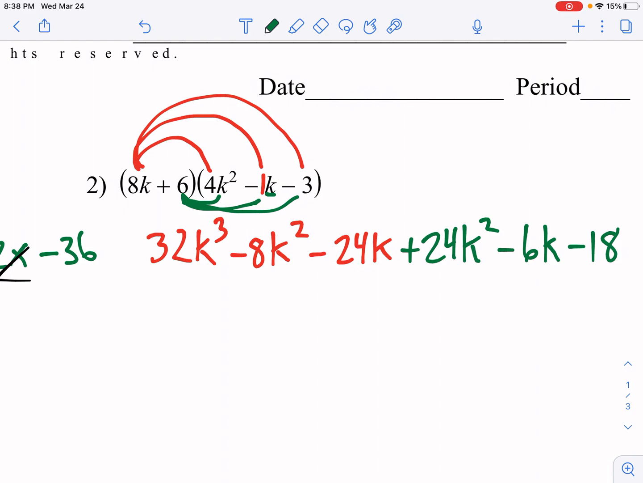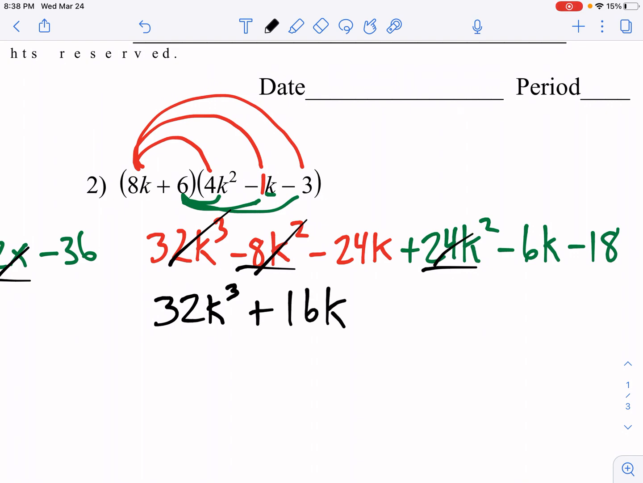Okay, so then from there, again, we're combining like terms. We have 32k cubed is the highest term. We're done with that guy. Then we have our positive 24 and our minus 8. We can combine these two guys together. So this combines together to give us our plus 16k squared.